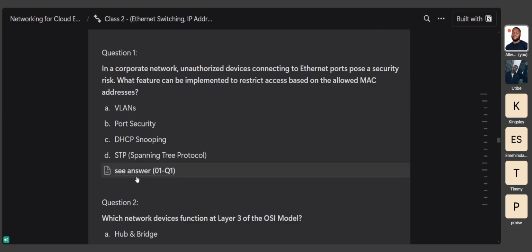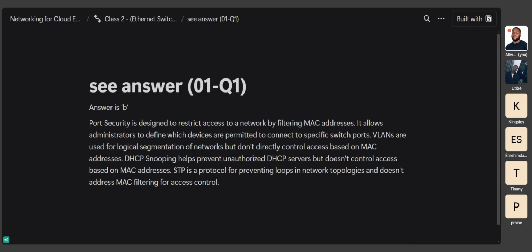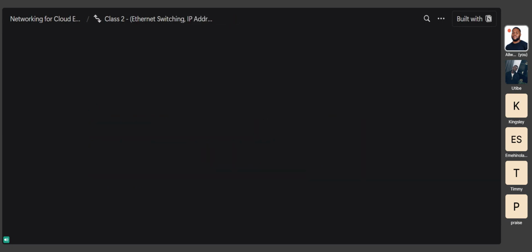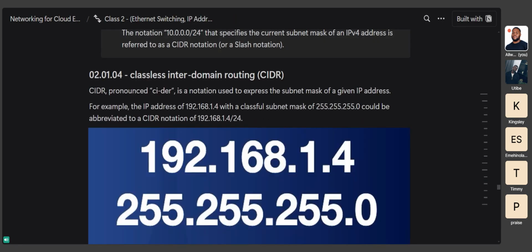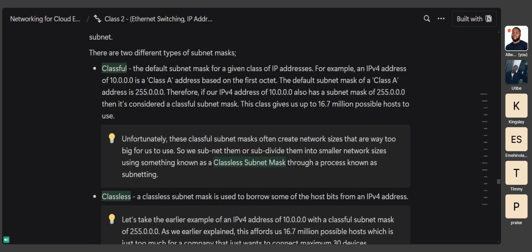So you can find that out when you click this answer, and when we do that, the answer is B. It's port security. And when you read through this, it explains the reason why port security is the answer. We discussed that it's designed to restrict access to the network by filtering MAC addresses, which is the answer to that question, right? But on your own, when you go through this Notion board, you can discover the answers from there.